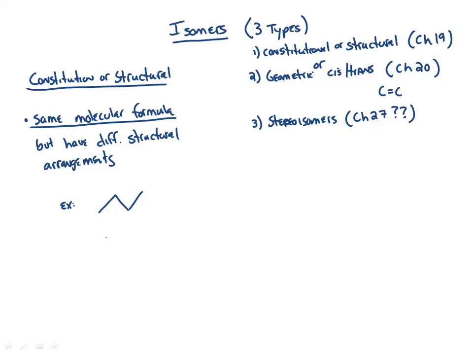That's 4 carbons, right? This is C4H10, 1, 2, 3, 4, 5, 6, 7, 8, 9, 10. But see, I can also make another compound that has that formula, C4H10, by simply rearranging the order that those carbons are in. And so if you count up the carbons and you count up the hydrogens on that molecule, that's also C4H10, right? So notice that they have the same formula, C4H10, but they have different structures.